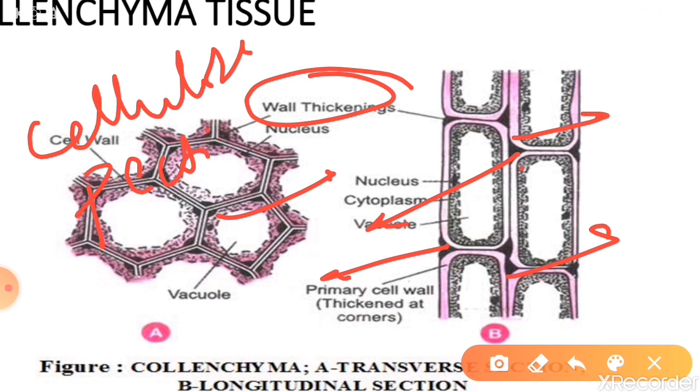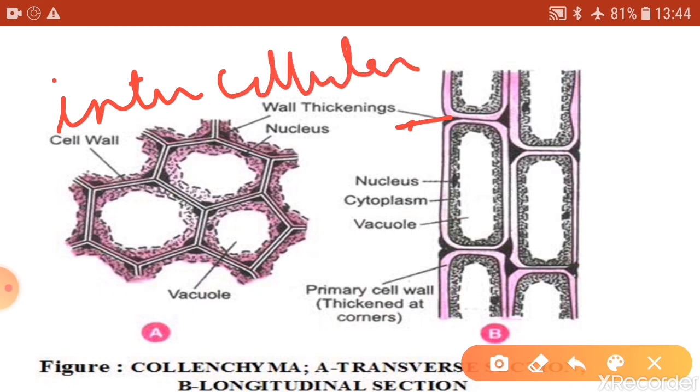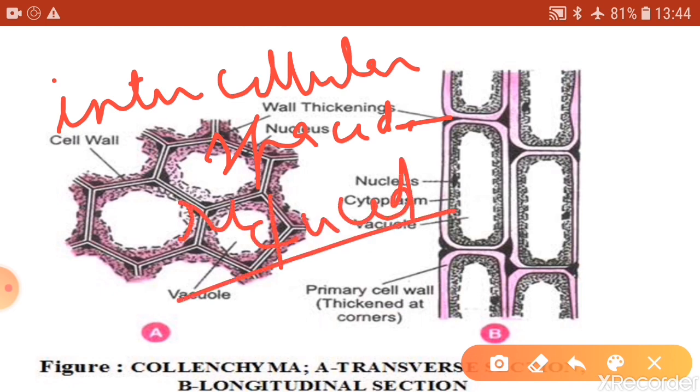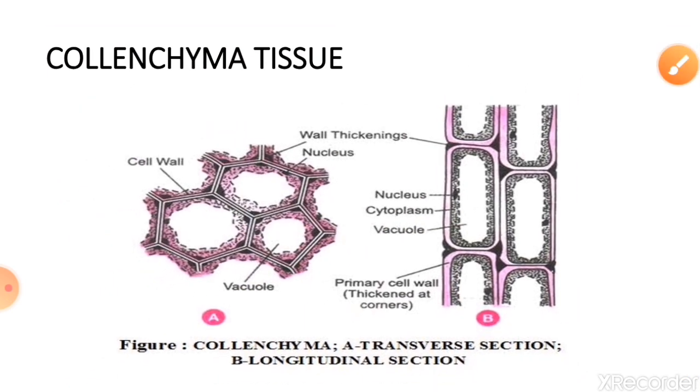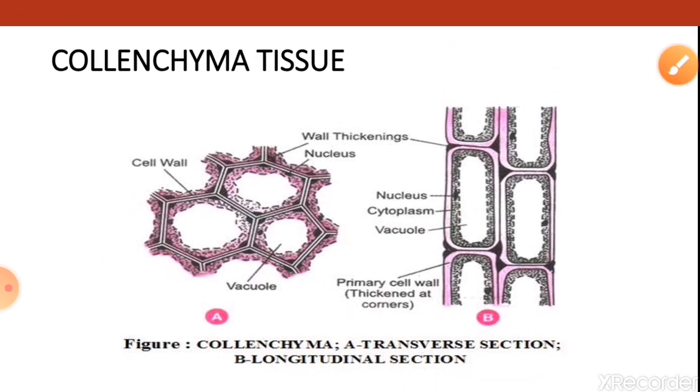So due to this deposition of cellulose and pectin at the corners, the intercellular spaces, that is, spaces present between the cells, are highly reduced. In case of parenchyma, the spaces are present, but in collenchyma, the intercellular spaces are highly reduced. So these are some of the important features, and like parenchyma, the nucleus is small and present at the periphery, and the center is occupied by a vacuole. Okay, so these are the features.